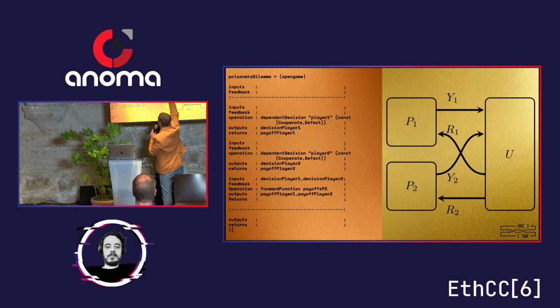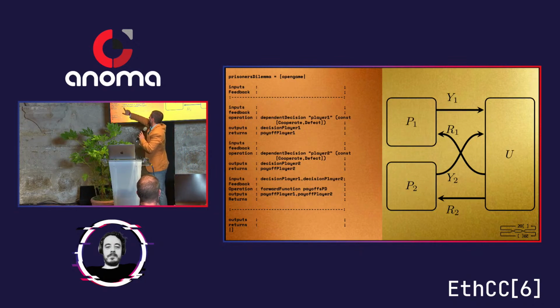Again, they do not observe anything, and they have no feedback, but they have an operation that is decision dependent. These two players have to choose between cooperate and defect, and they output this decision, y1 and y2, and their returns are their payoffs. And then you have the U box, which takes the two decisions output by the players. It applies a function, payoffs PD, that is basically your payoff matrix, and returns the payoffs as outgoing wires, basically.